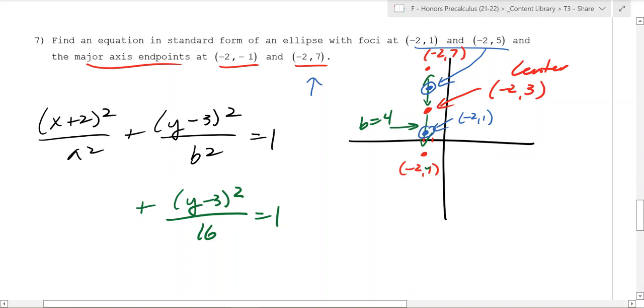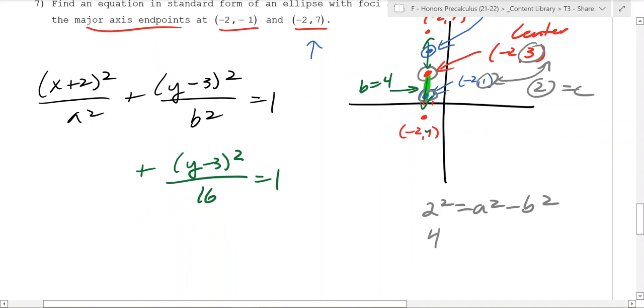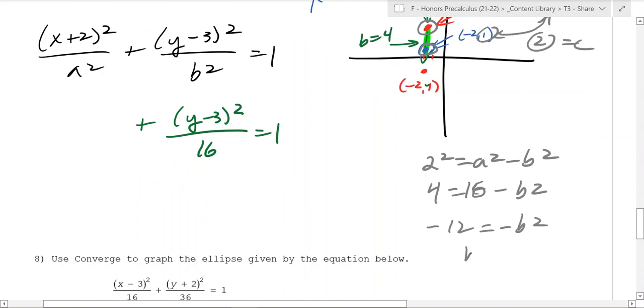So what that allows us to say is that this right here is the c value, the distance on the major axes from the center to the foci. So that's from negative 2, 3 to negative 2, 1. The distance from 3 to 1 is 2. So that means that c is equal to 2. So therefore 2 squared is equal to a squared minus b squared. We know that the major value is 4, so we have 4 is equal to 16 minus b squared. So negative 12 is equal to negative b squared. So b is going to be the square root of 12.